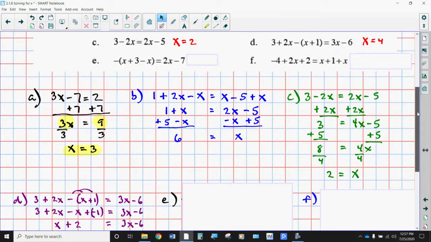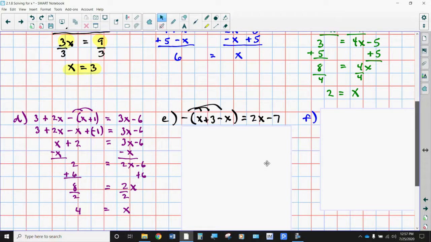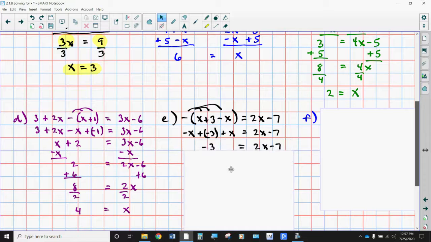For E, looks like we've got another distributive property problem, but this time we're going to send it into 3 different terms. So send in the dive bombers, that becomes negative x plus a negative 3 plus a positive x, right? Because that's a negative times a negative. And this side is already simplified. So it looks like the negative x and the positive x cancel each other out, leaving you with the negative 3. So now I will add 7 to each side because I want to get my 2x's alone.